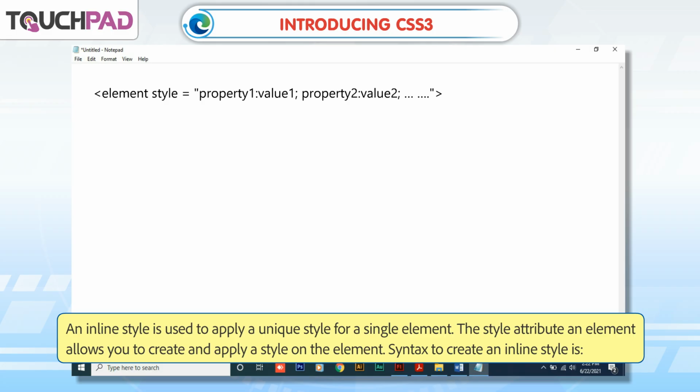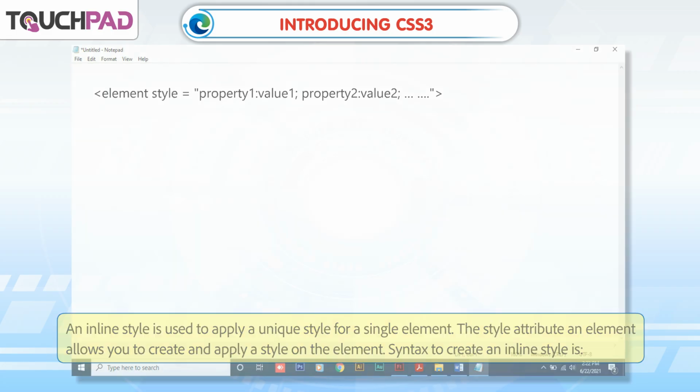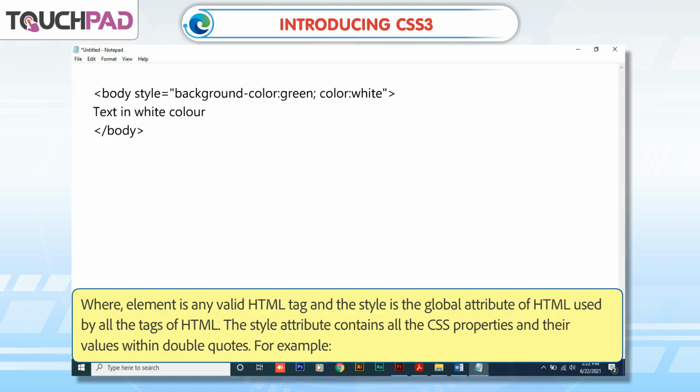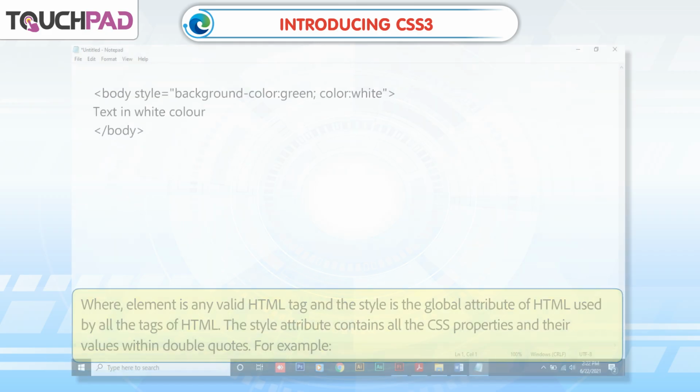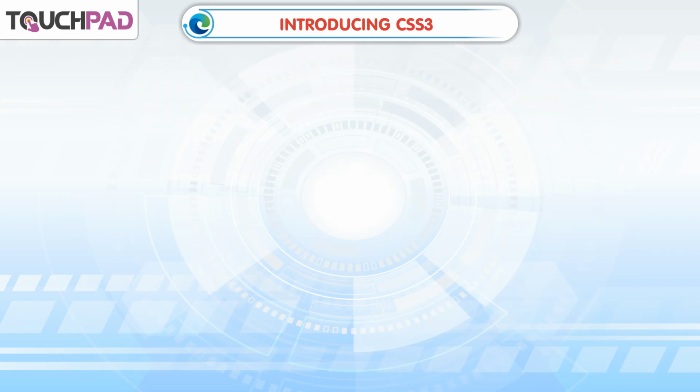Syntax to create an inline style is where element is any valid HTML tag and the style is the global attribute of HTML used by all the tags of HTML. The style attribute contains all the CSS properties and their values within double quotes. For example, internal style sheet.